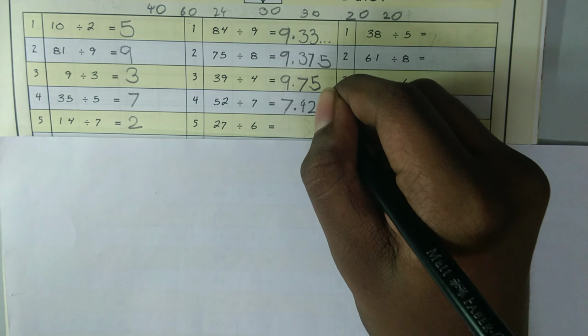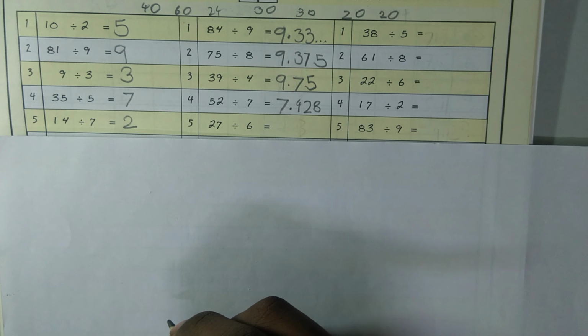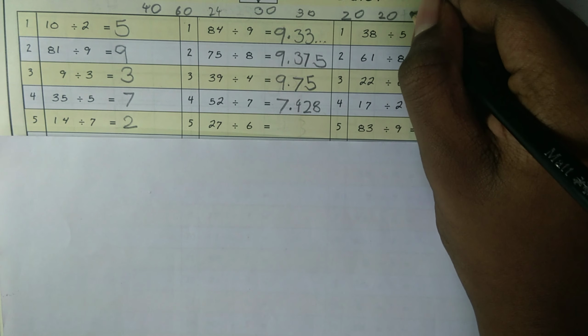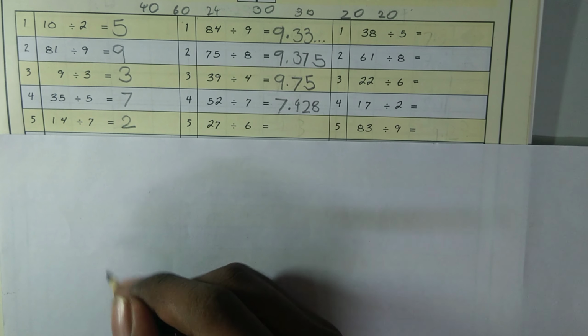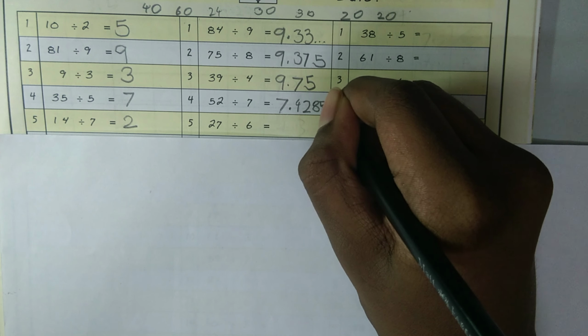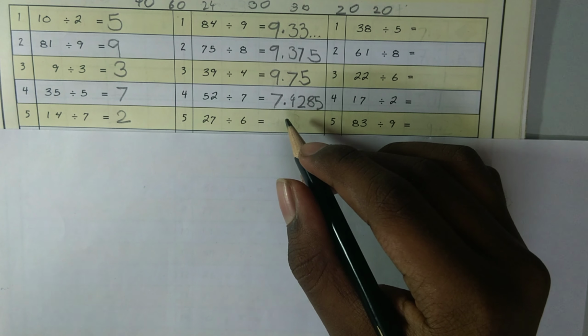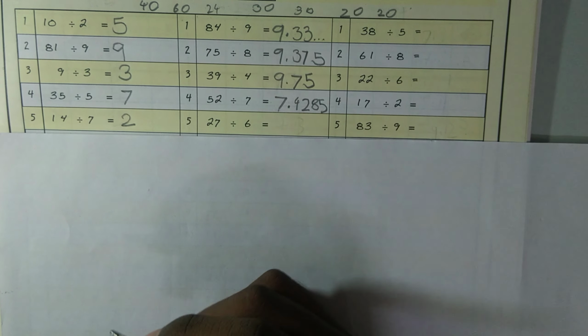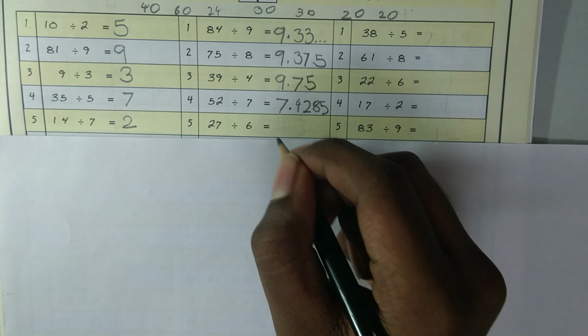7 into 8 is 56. And we get 4 as our remainder. And when we keep a 0 beside 4, it becomes 40. 7 5s is 35. You can go on like this. There will be many digits. 4 digits are enough to write here. You can write the number of digits depending upon your question.